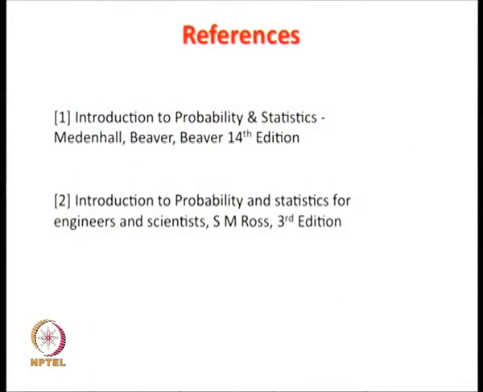So, I will begin with the course material, the two main reference books that will serve you in this course. The first book is Introduction to Probability and Statistics by Mendenhall, Beaver and Beaver, and the second one is Introduction to Probability and Statistics for Engineers and Scientists. Both these books are available on Flipkart or Amazon and on regular websites.